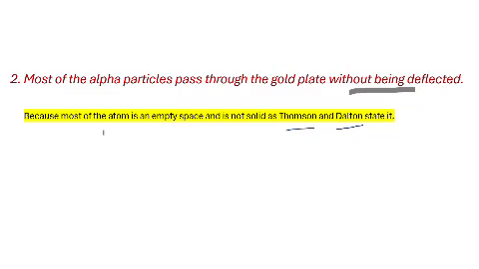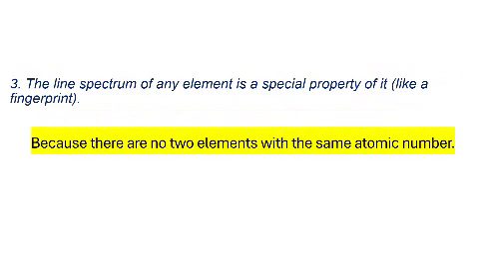Now we come to a very important question. And by the way, these questions are taken from the school book exercises. The line spectrum for any element is a special property. It is similar to the fingerprint for human. Why? Because there are no two elements with the same atomic number. And we confirmed it many times.